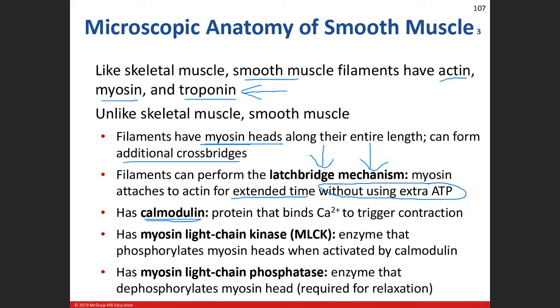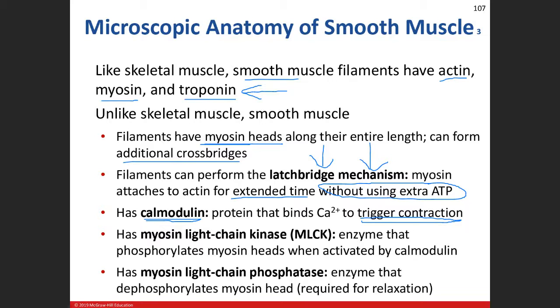And so this calmodulin, there were two storage proteins in the terminal cisterna, the calmodulin and the calsequestrin, all right? But here in the smooth muscle, calmodulin is going to be the protein that's going to start off or trigger the contraction. I've got a great picture, I'll explain that to you, okay? So this calmodulin is going to activate an enzyme.